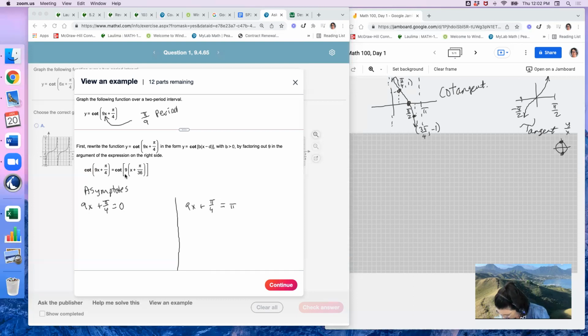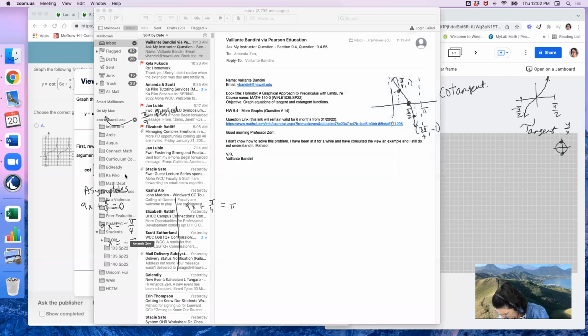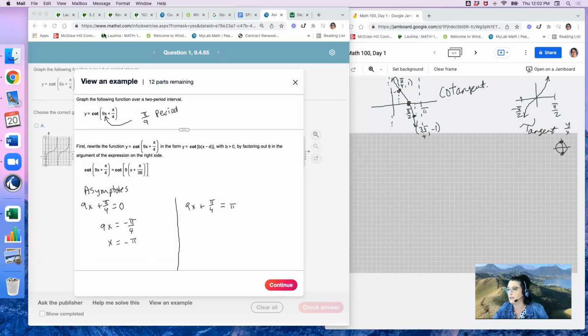Okay, and solving this, subtracting pi over 4 from both sides, dividing by 9, you would get x is equal to negative pi over, what is that, 36? Multiply both sides by 1/9. Okay, so here's my new asymptote, negative pi over 36. Okay, that is an excellent start to this very long problem.